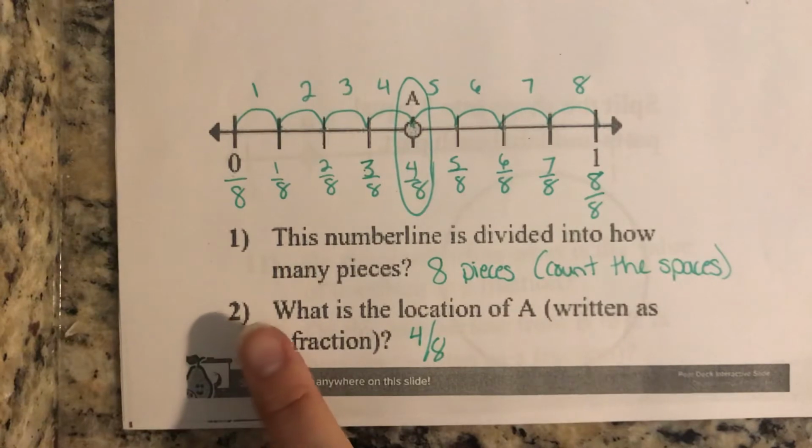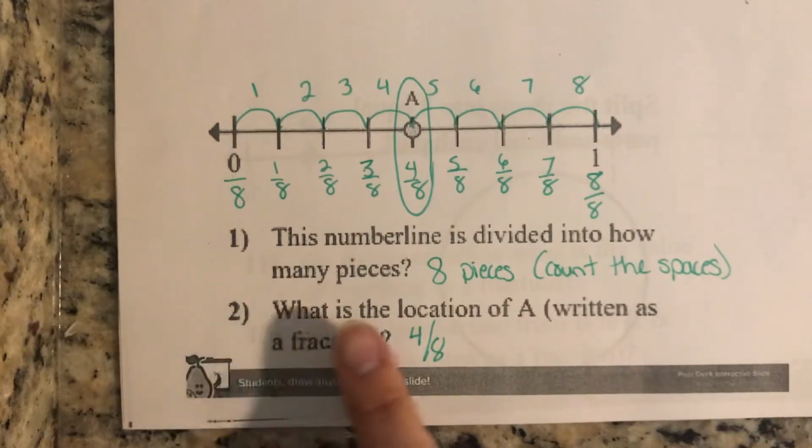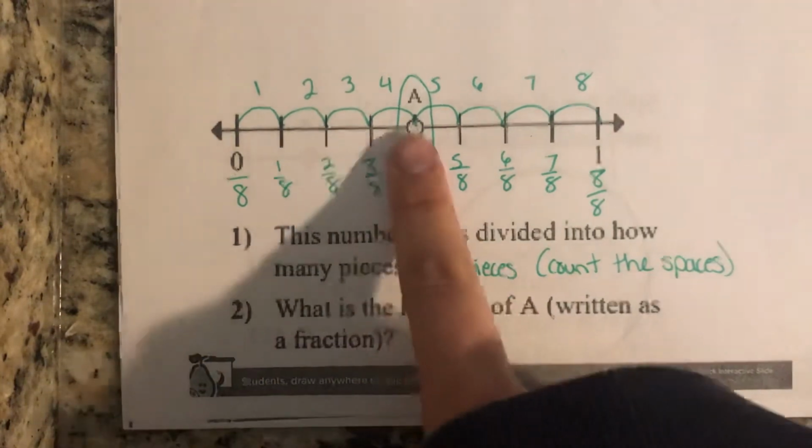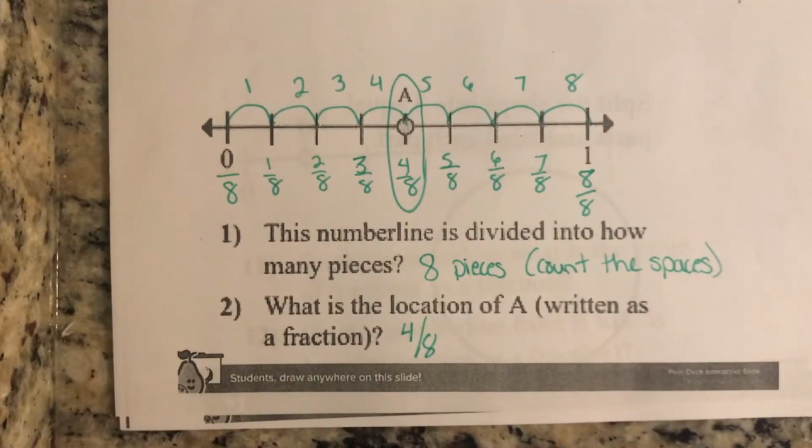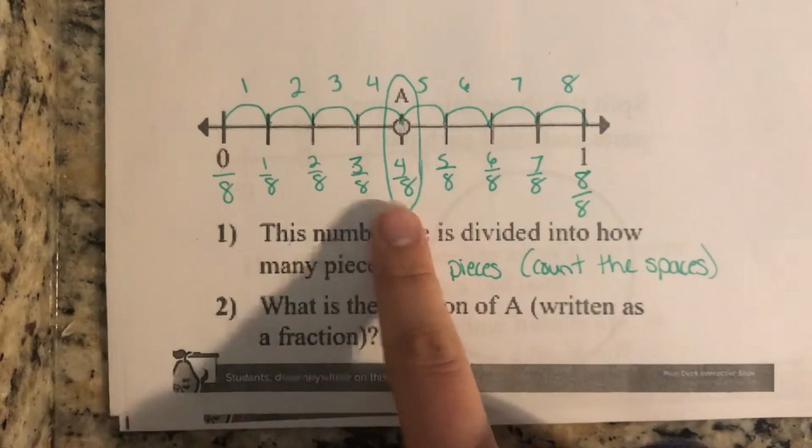That will help me with question 2, which says, what is the location of A written as a fraction? If I were to have labeled all of those parts, I would see that A is 4/8.